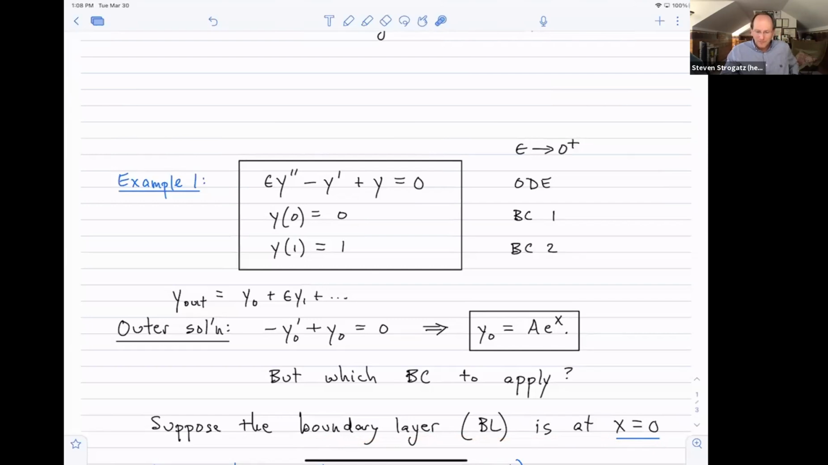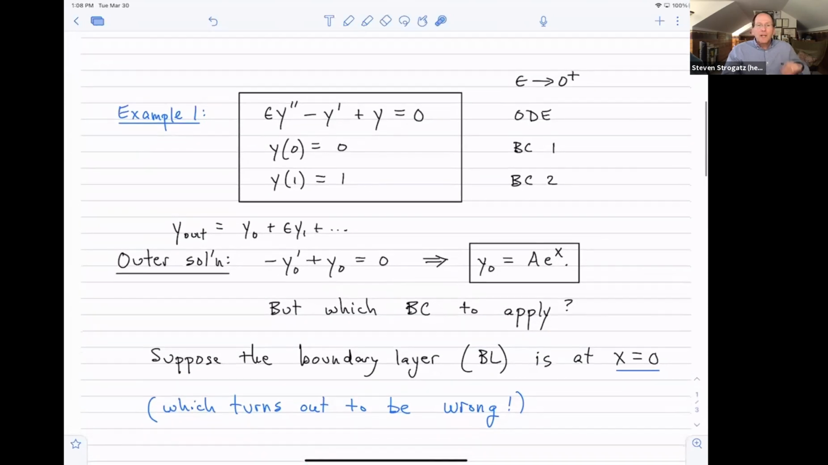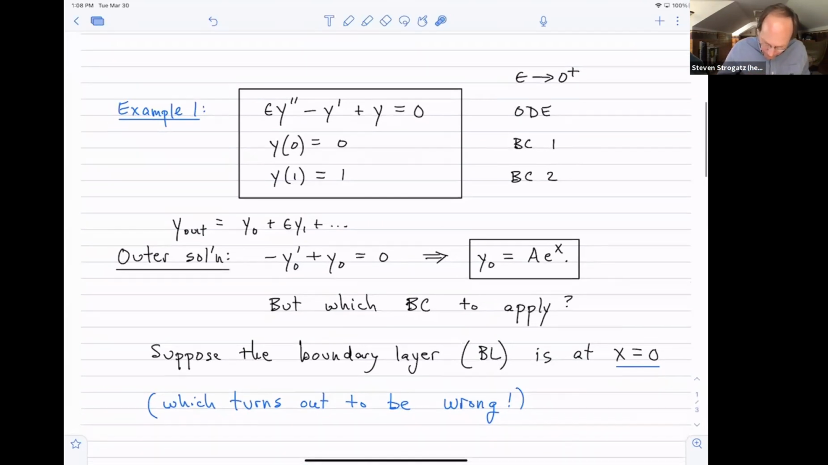That's going to be wrong. All right, that turns out to be wrong. Not very surprising, but I want to illustrate what it looks like when you're doing it wrong so that you'll be able to recognize when you're falling into such a trap.